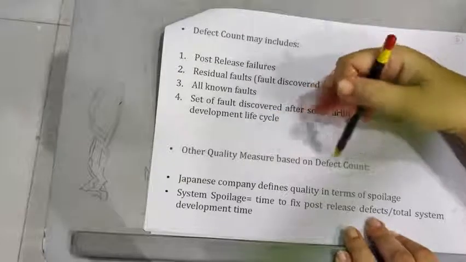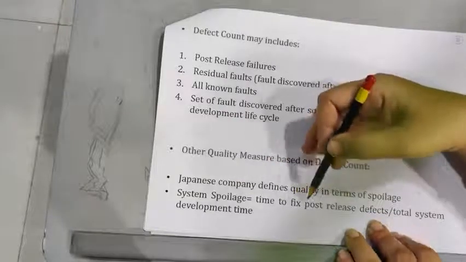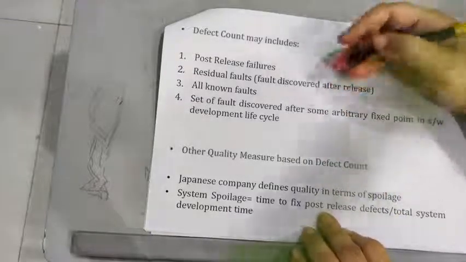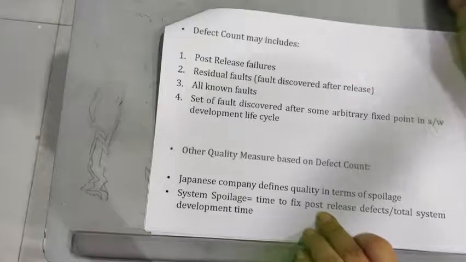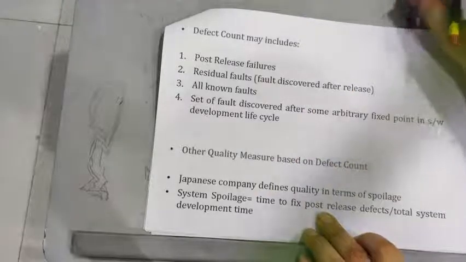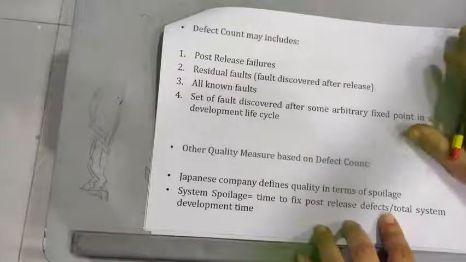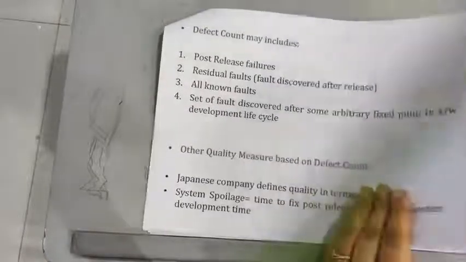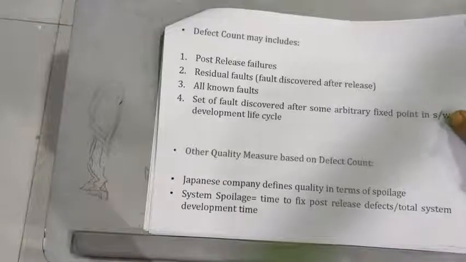Another quality measure based on defect count is that Japanese companies define quality in terms of system spoilage. It is the time to fix post-release defects after total system development time. It means some defects are not covered during testing, so those defects are fixed after delivering the product to the customer. System spoilage is calculated based on the time to fix defects after releasing the software in the market divided by the total time span required to develop that software system. These defect counts are used by various organizations and companies at national and international levels. This is one of the formulas Japanese companies refer to as system spoilage to count the defects.